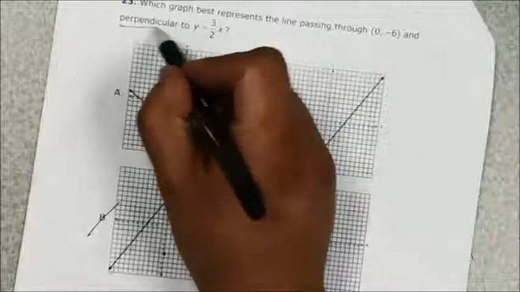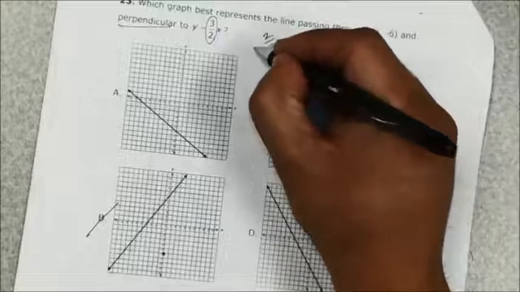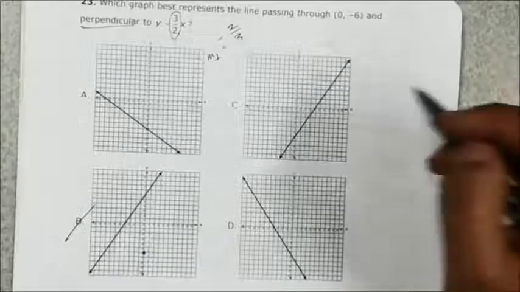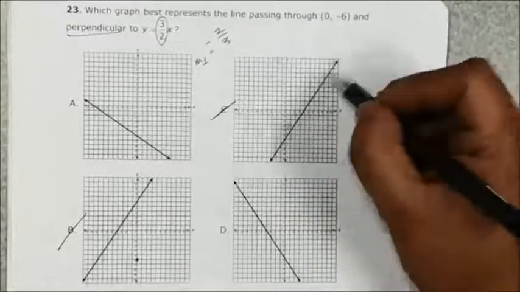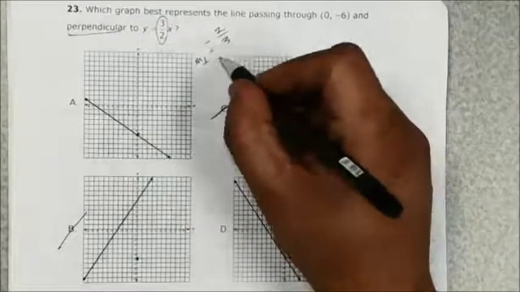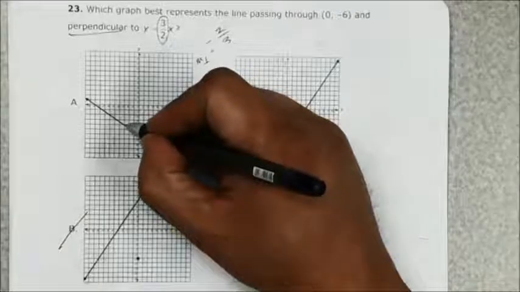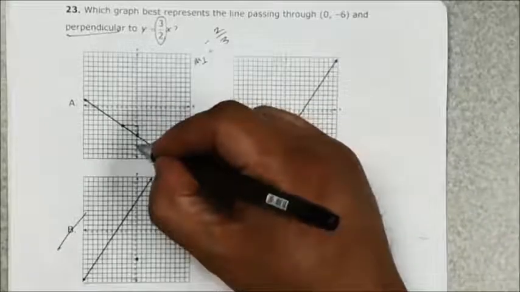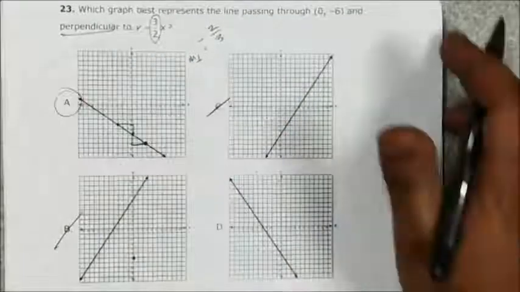The other thing that I'm looking for is perpendicular. That means I look at the slope, this 3/2, and I want to flip it and change the sign. So my perpendicular slope is going to be -2/3, which means C is out because it has a positive slope, so I can automatically eliminate that. If I'm at (0, -6), my slope tells me that I go up 2 and back 3 is one way of looking at it. I could also look at this as going down 2 and right 3. Either way, that's working for A, so A is the right answer.